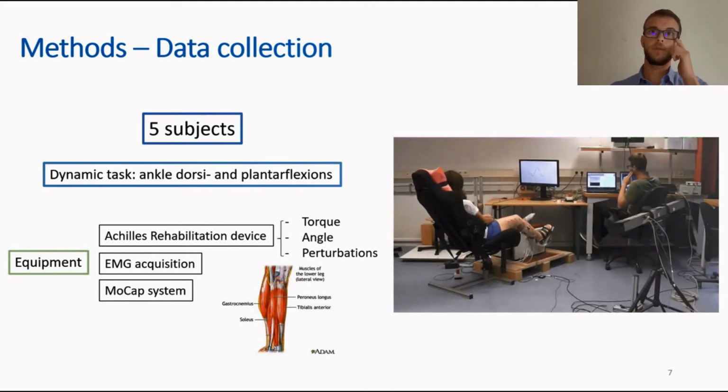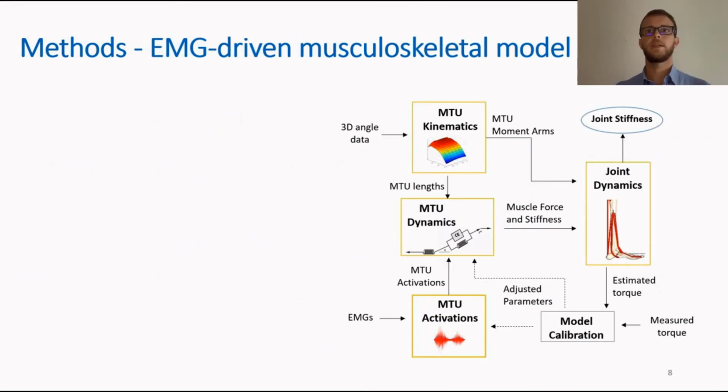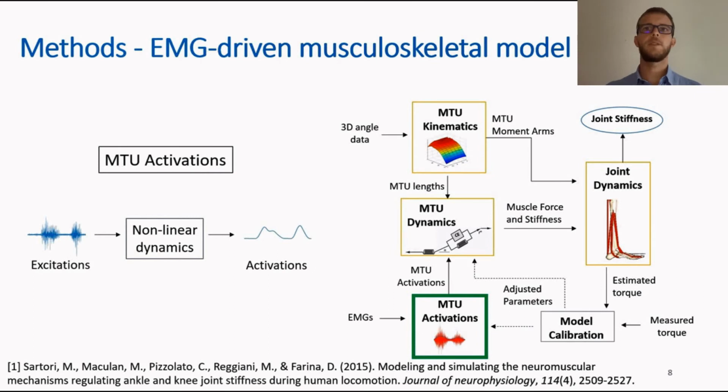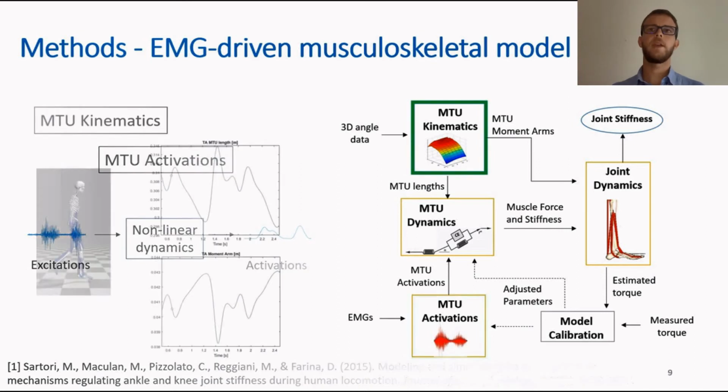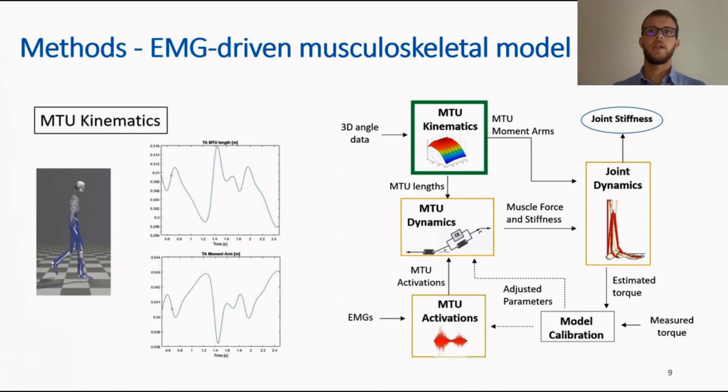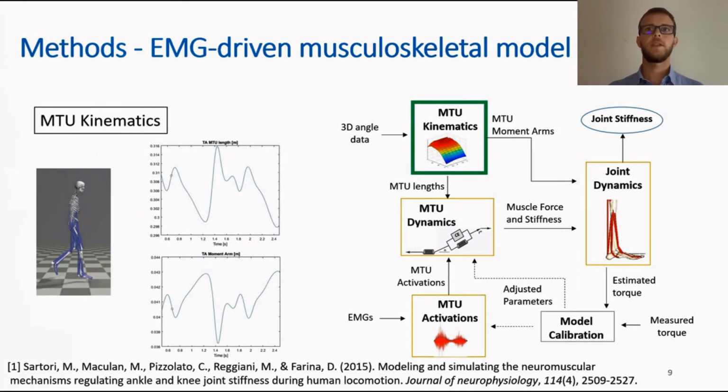Now I'm going to briefly describe the EMG-driven musculoskeletal modeling pipeline. It is composed of 5 main blocks. First, we find the muscle-tendon unit, or MTU, activation block. Here the activations that will drive the muscle models are obtained from experimental EMGs. A nonlinear filter is used for this purpose. Next, we have the MTU kinematics block, in which we use OpenSim to obtain the MTU length and moment arms of all modeled muscles using the motion capture data and the angle data measured by the dynamometer.